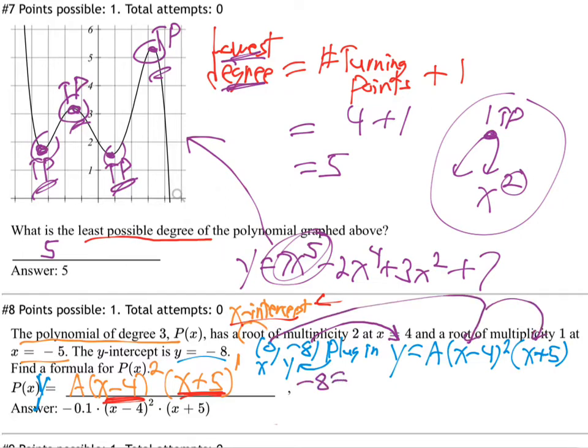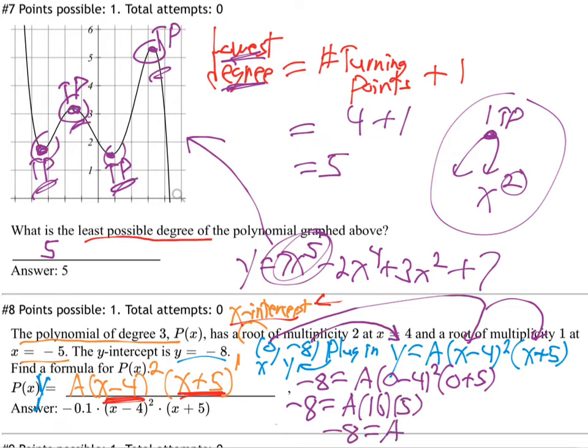So we get negative 8 is a times (0 minus 4) squared times (0 plus 5). Negative 8 is a times 16 times 5. Negative 8 is a times 80, like that. And so then divide both sides by 80. These cancel. A is negative 0.1. So there's the answer. There's how they got that negative 0.1.